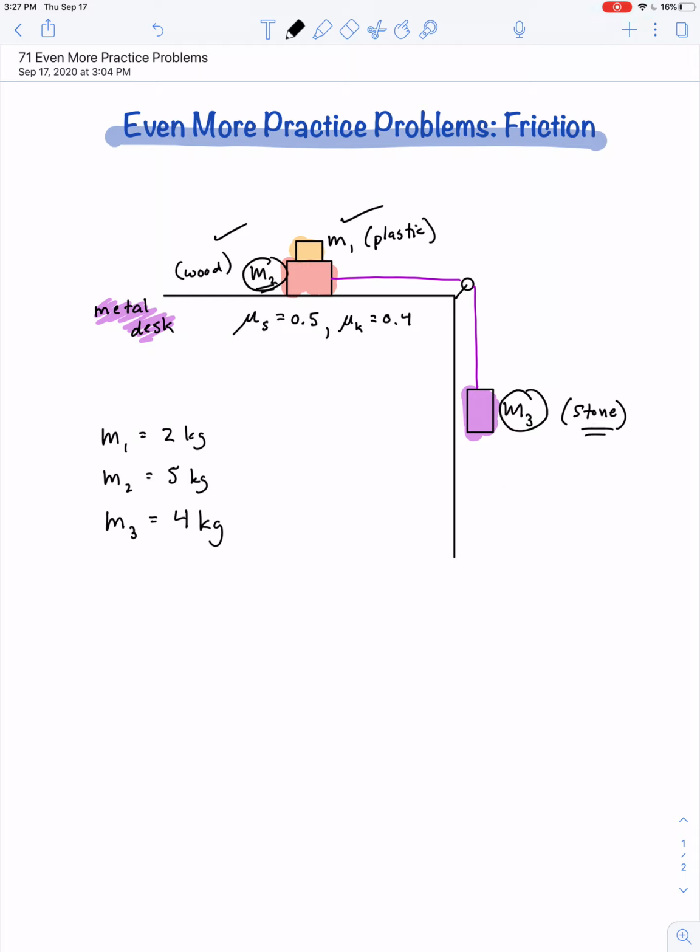So you can see we're given all of the masses of the 3 plastic, wood, and stone blocks. We're also given a couple of coefficients of friction. We're given a coefficient of static friction and a coefficient of kinetic friction. Now, that represents the coefficient of friction for wood on metal.